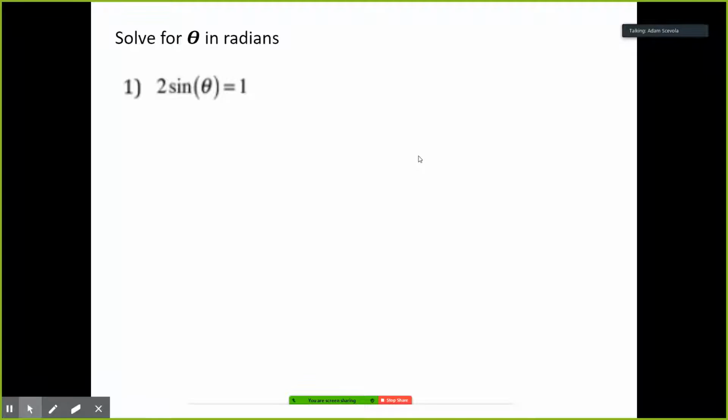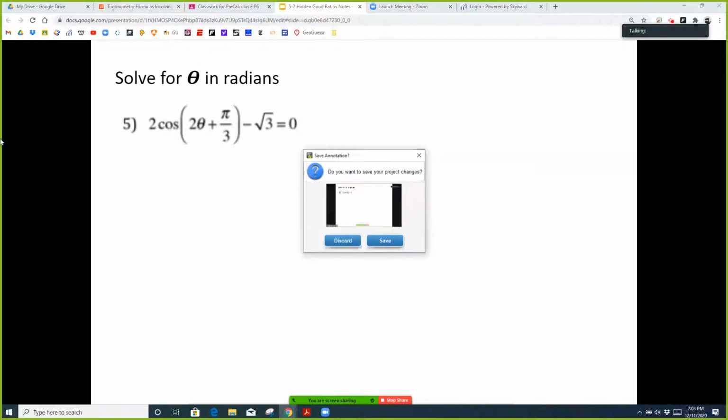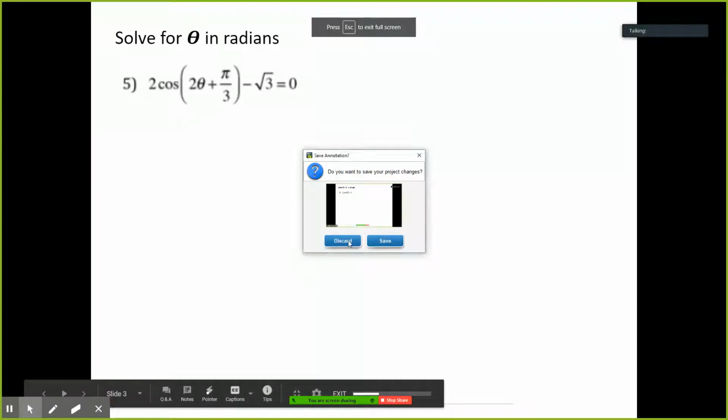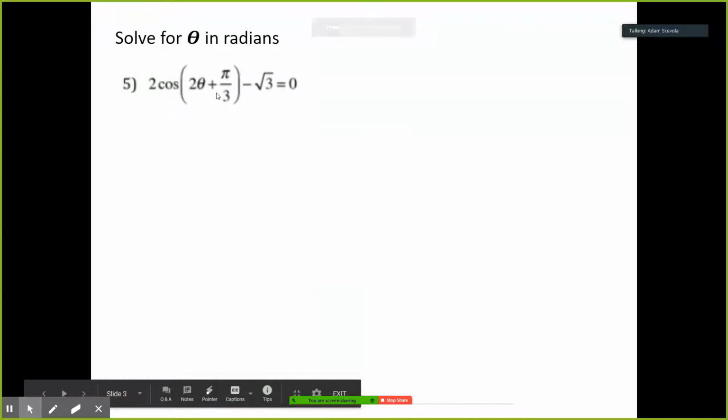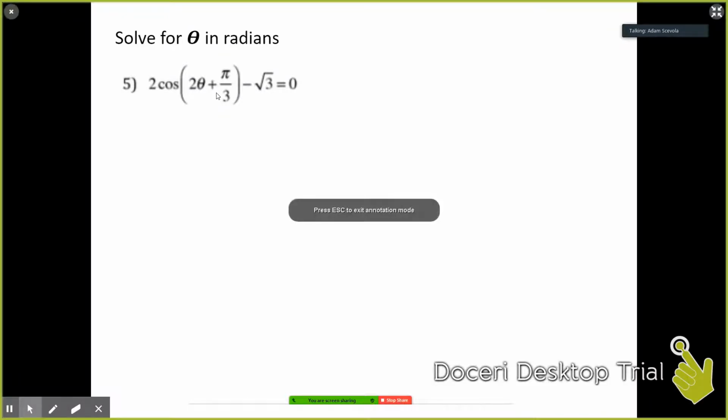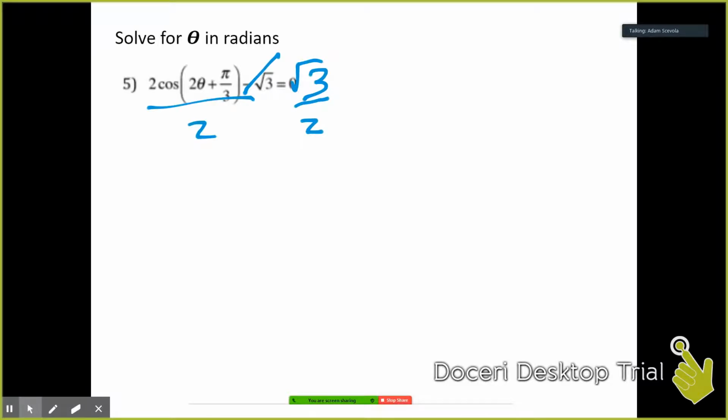So now let's try this. If you have any questions, let me know. So our first thing we're going to do is isolate the cosine of 2 theta plus pi over 3. So I'm going to add root 3 on both sides and then divide by 2. All right? And I get the cosine of 2 theta plus pi over 3 is equal to root 3 over 2.